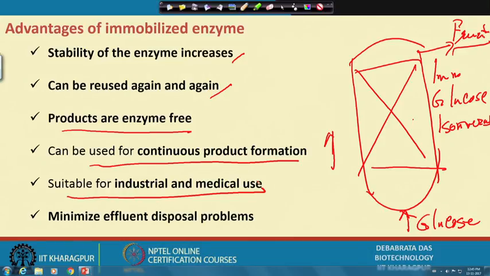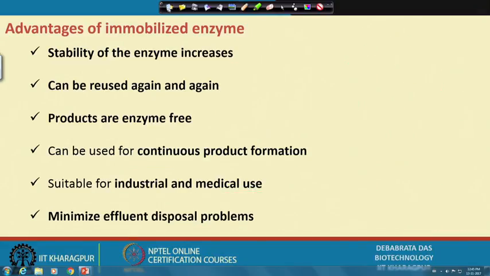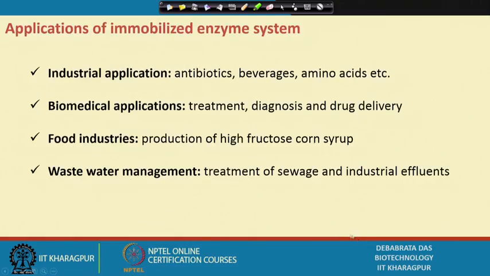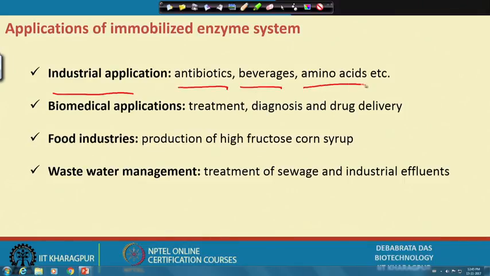You don't have to take the enzyme again and again. So, this is one of the important applications we have in the medical, medicinal sector, and it minimizes the effluent disposal problem, since it doesn't have your enzyme in the product. So, your disposal problem also will be reduced.